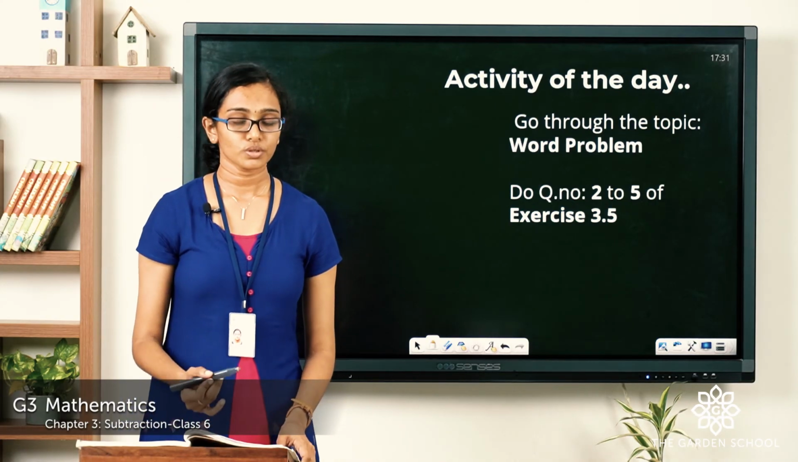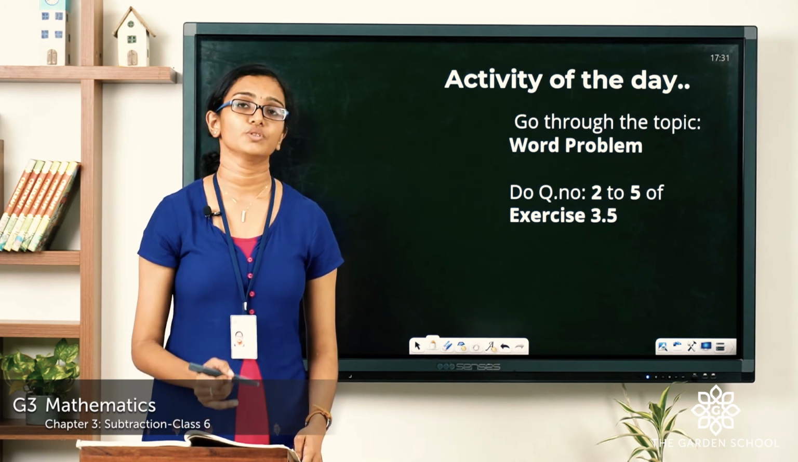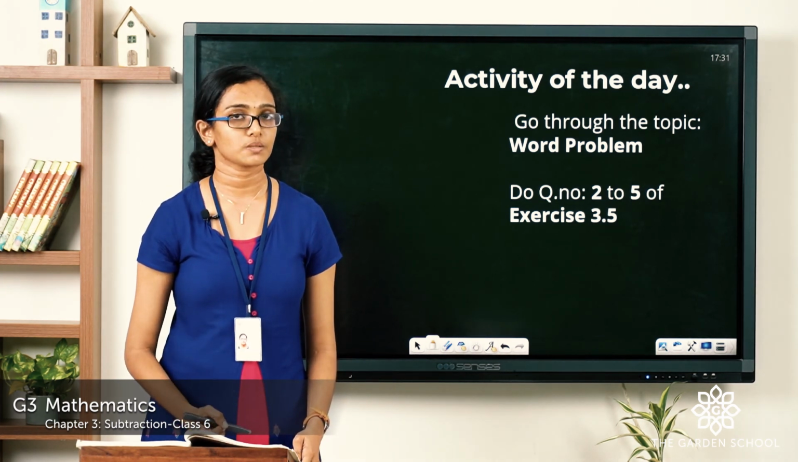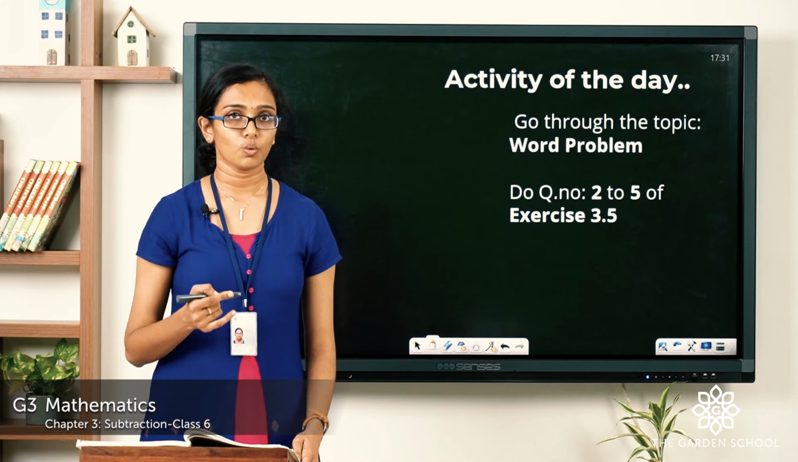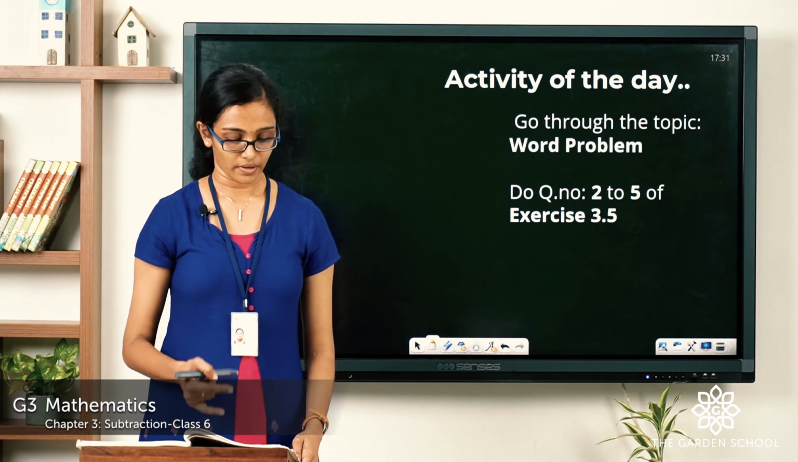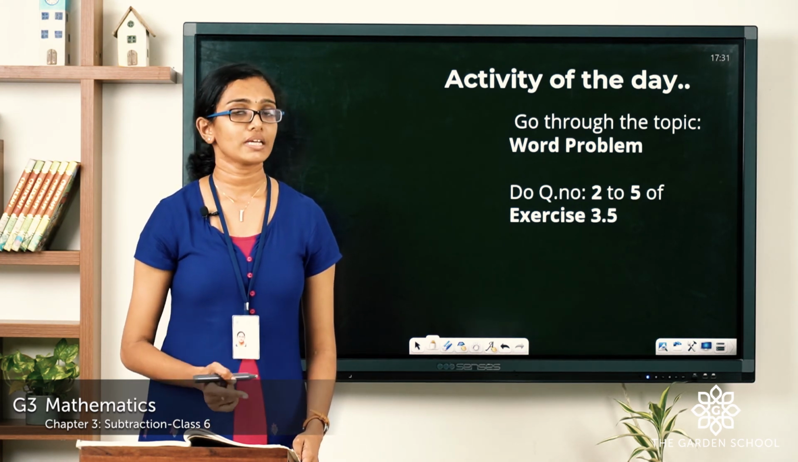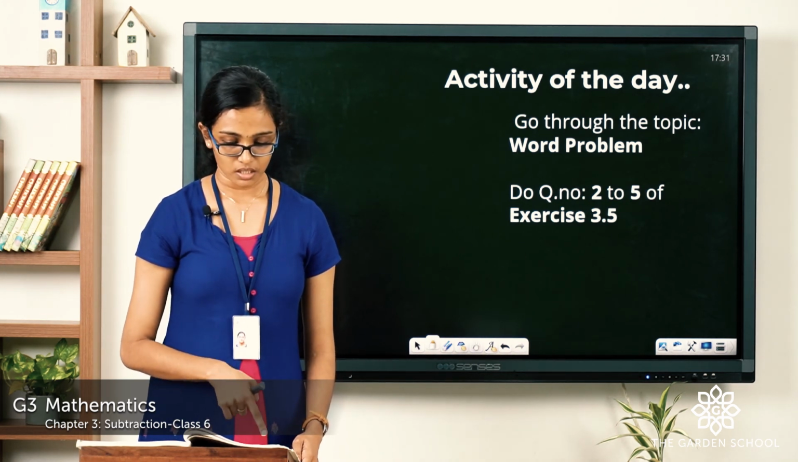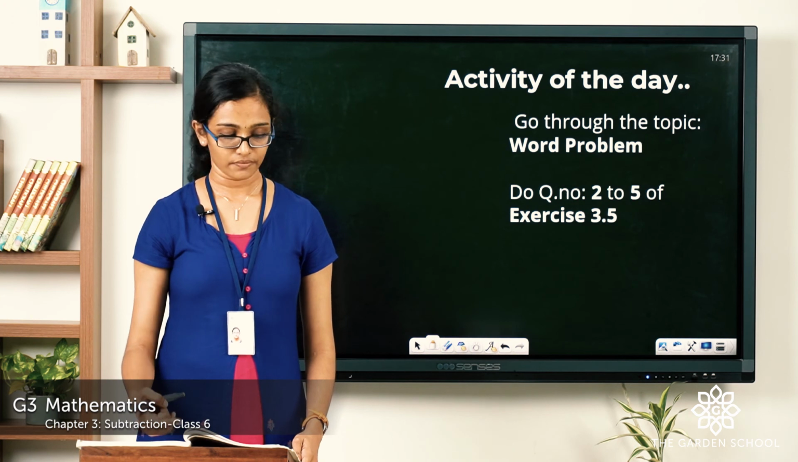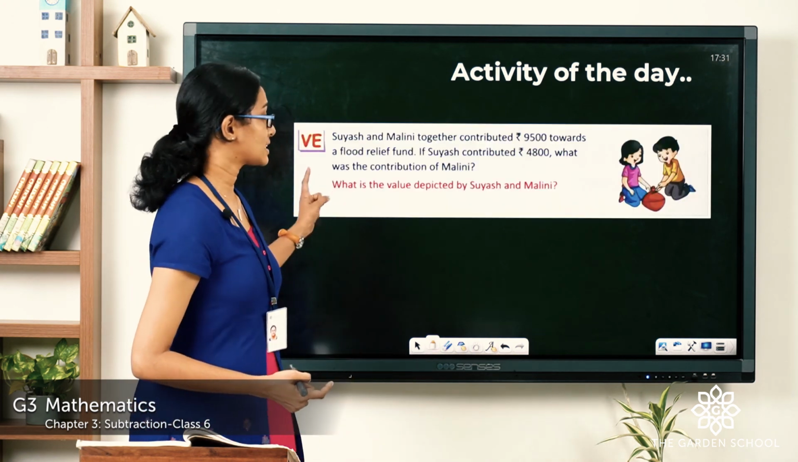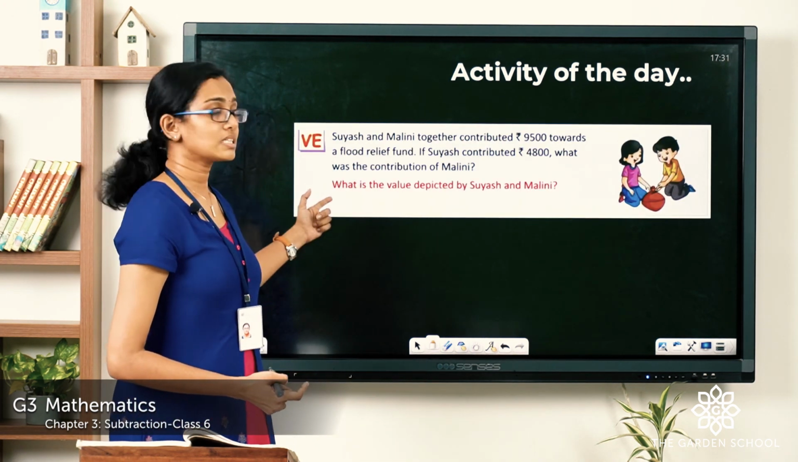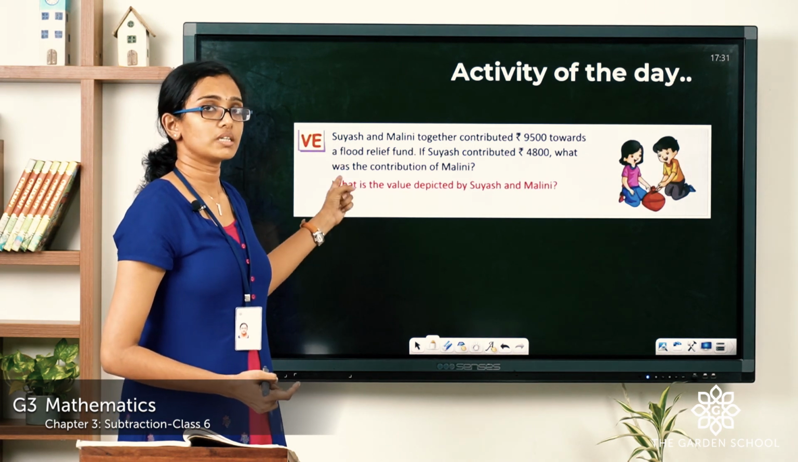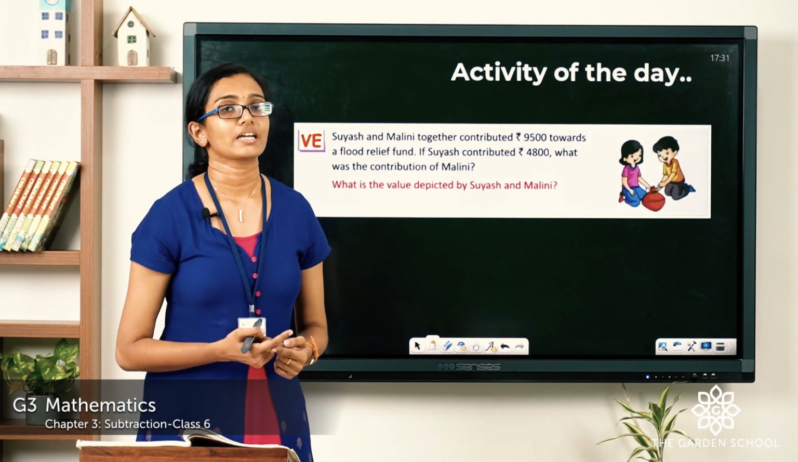You have to go through this topic, word problems, on page number 44 of your textbook. Once you do that, you have to move on to exercise 3.5 on the same page. The first question we have already discussed in the class. You have to do question numbers 2, 3, 4 and 5, and below that you can see this box. There is one more question given there. Please go to that question also and do accordingly.